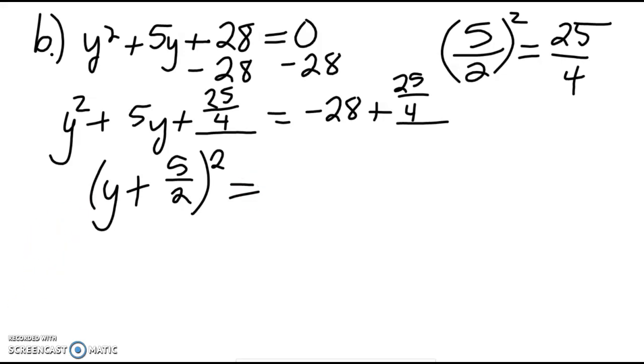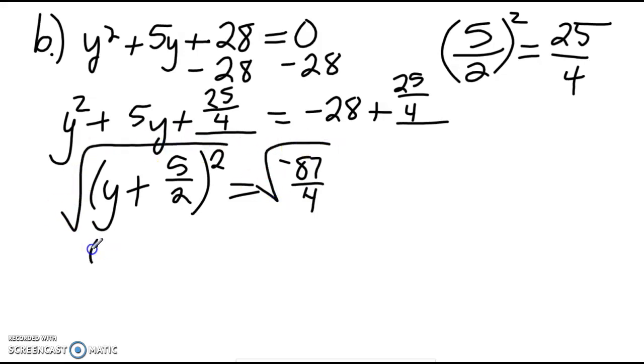And so that we will leave as an improper fraction, so negative 87 over 4. And now we're to the point where we're going to square root both sides to simplify or solve for y. So square root here, square root there. I'm going to get y plus 5/2 equals plus or minus.